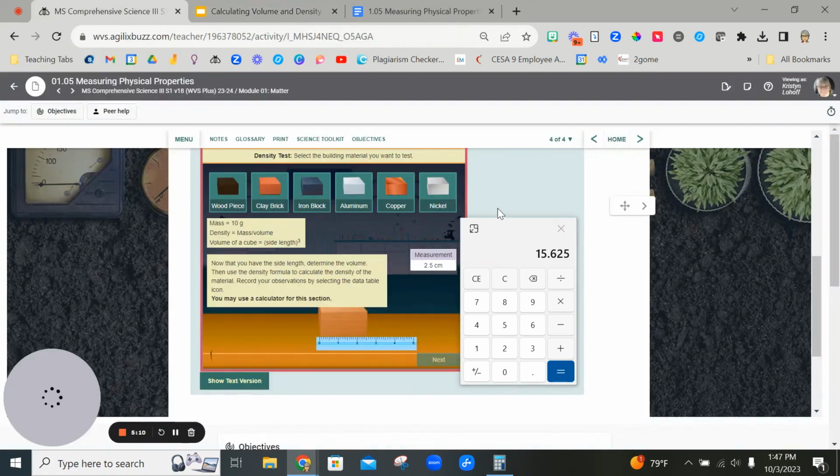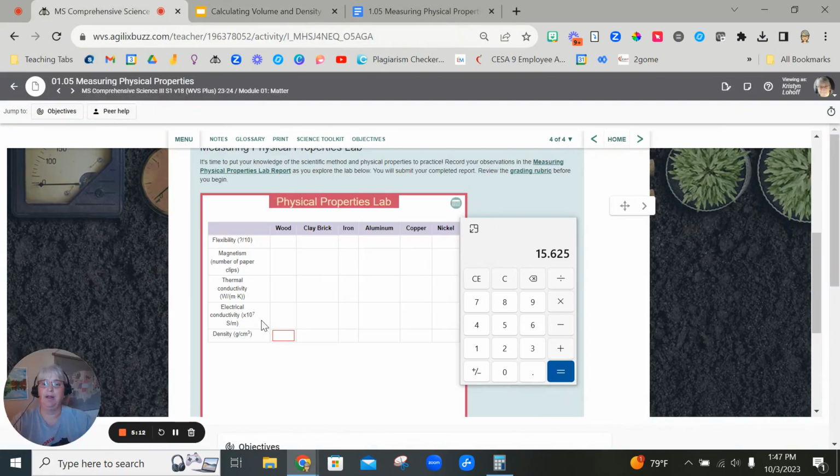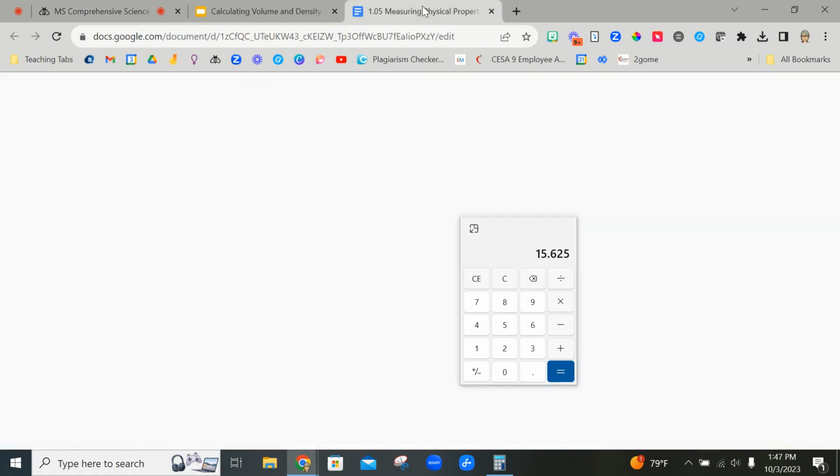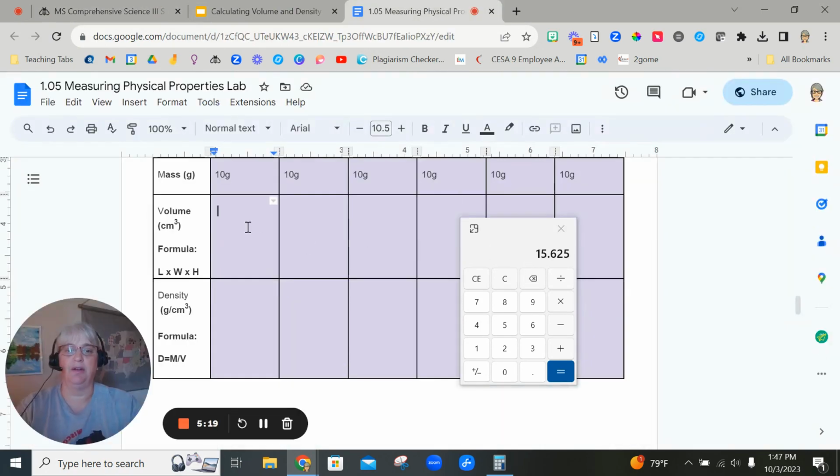I'm not able to put it into the data table because it's asking for density. And I'm not there yet. This is the volume. So the volume comes in here, 15.625. And now I'm going to clear out my calculator and I'm ready to take mass, 10 grams, divided by volume, 15.625, to determine the value for density.